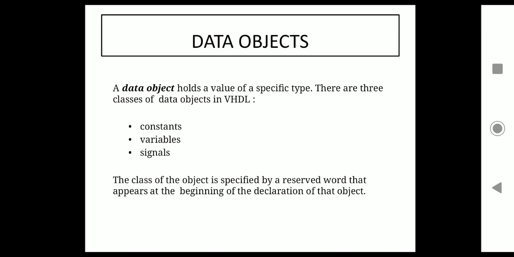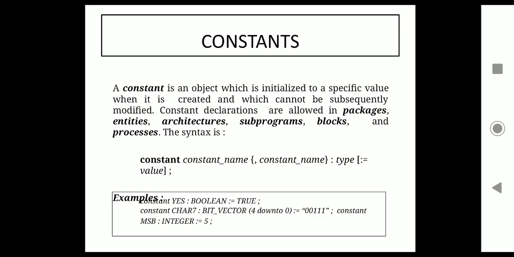The class of the object is specified by a reserved word that appears at the beginning of the declaration of that object. That means which class a particular data belongs to, we have to declare by its name at the beginning of that particular object. Now the first type, constants, we are going to discuss. A constant is an object which is initialized to a specific value when it is created and which cannot be subsequently modified.